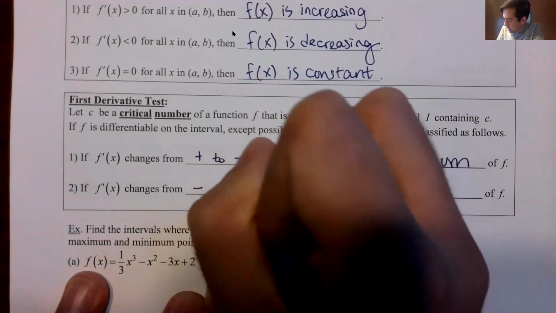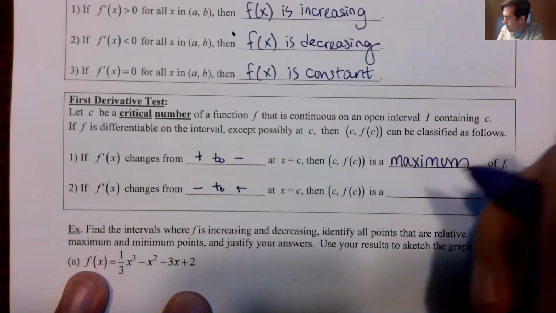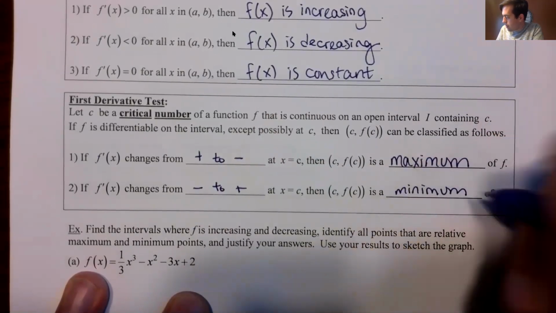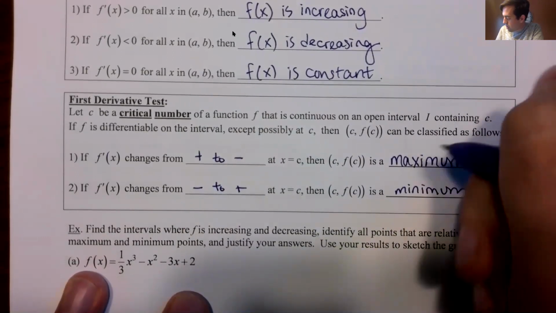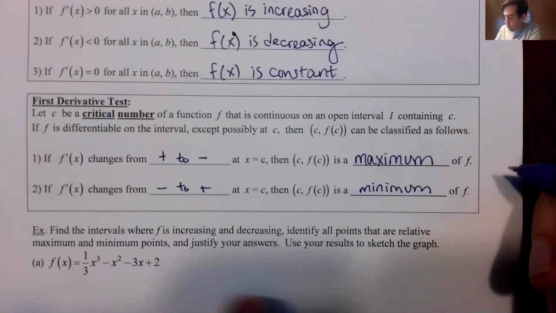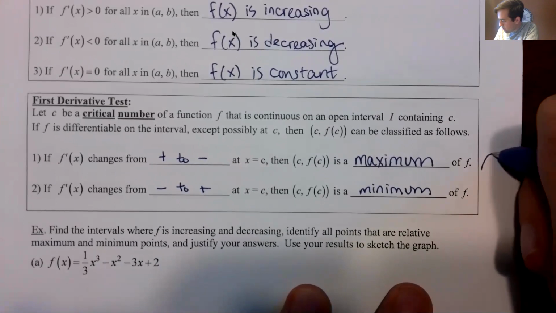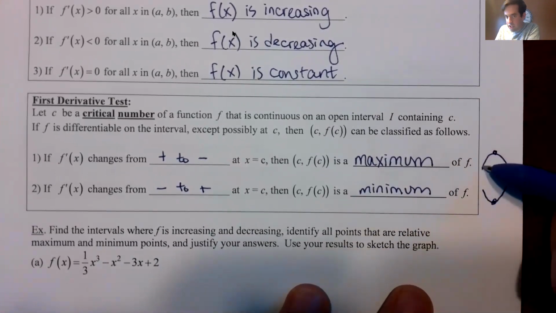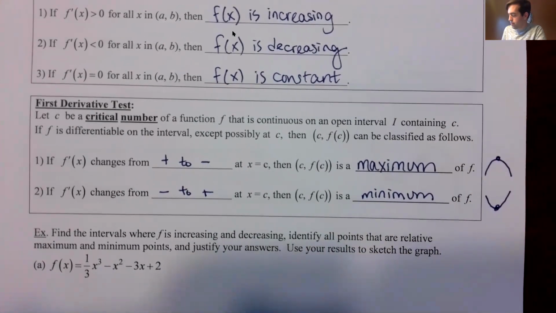And if it changes from negative to positive, then we're talking about a minimum. And that makes sense, right? Because if we draw a quick sketch over here, that's what a maximum looks like. That's what a minimum looks like. The slope is going to change from positive to negative, or from negative to positive, respectively.